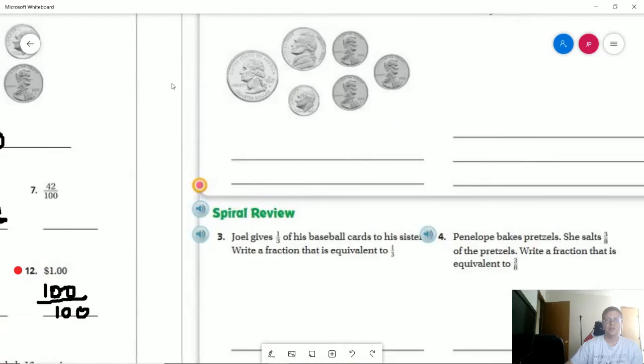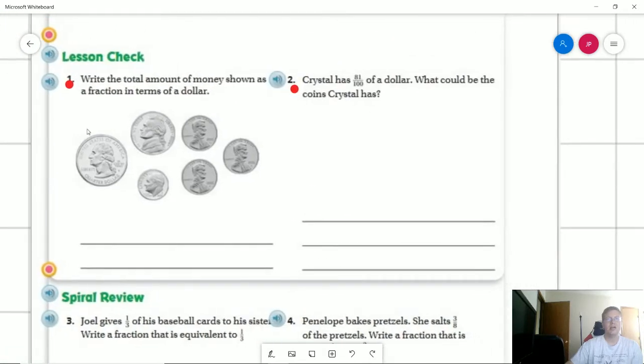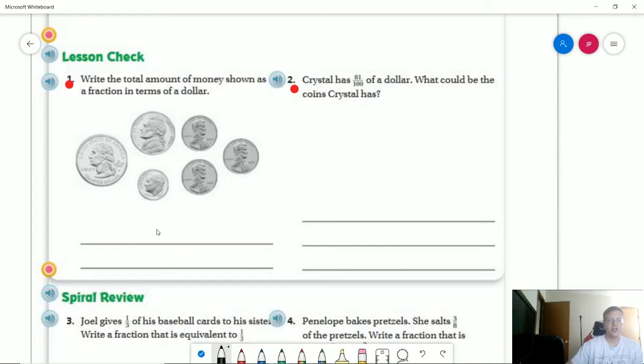Number 1 on the back, write the total amount of money shown as a fraction in terms of a dollar. So it's going to be a fraction over 100. And so that's going to be 25, 30, 40, 43. And then our last one, 81 hundredths of a dollar.